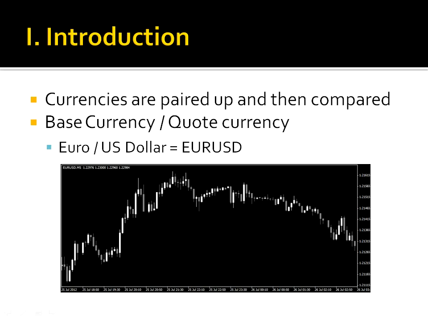Two currencies are paired up and then they are compared against each other. Now, the first currency in a currency pair is called the base currency, and the second in a currency pair is called the quote currency. And in the example, the Euro USD or the Euro US dollar, the Euro is the base currency and the US dollar becomes the quote currency.